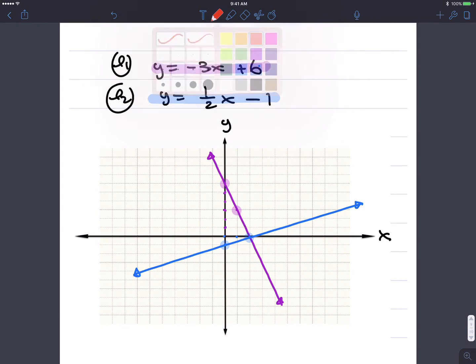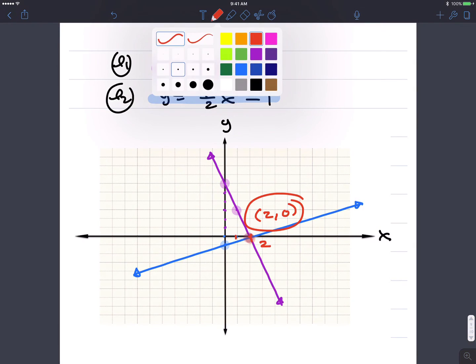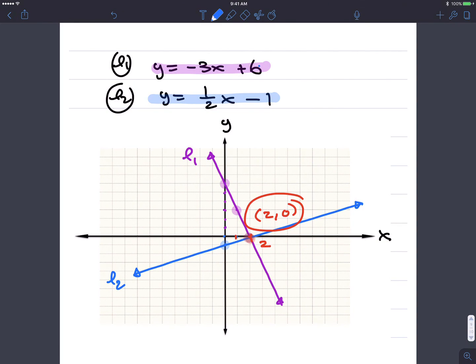Let's find the point of intersection. Looks like my point of intersection, P, is right there. The address is x is 2, y is 0. That's where 2 is. This is the point of intersection, (2, 0). Remember, we have line 1 and line 2.